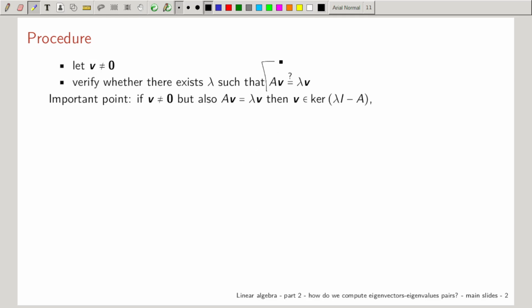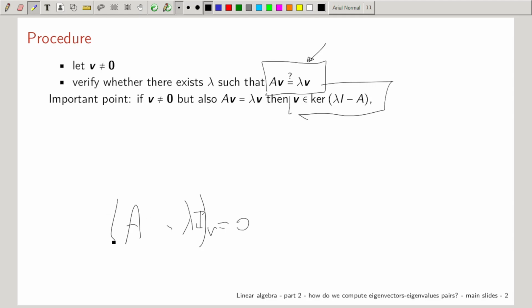What are we asking whenever we're asking this one? Whenever we ask ourselves this question here, we are asking if Av minus lambda v is equal to 0. That means A minus lambda I, v is equal to 0. True? Or vice versa, it's minus here, plus here, it's the same.